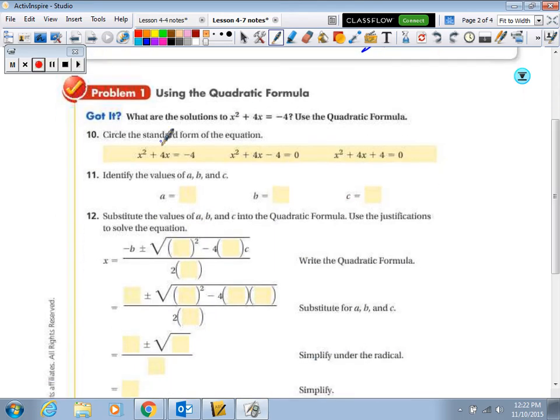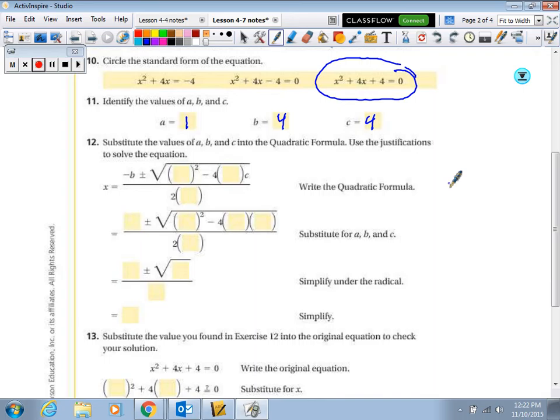And so basically we're just going to have you work it. The first thing you need to do is set the whole thing equal to 0. So you're going to add 4 to both sides. And when you do that, you should get this one, that standard form. Now, look in front. If there's no number, it's 1. So a is 1, b is 4, and c is 4. That should be your first thing if you're new to this or if you've forgotten.